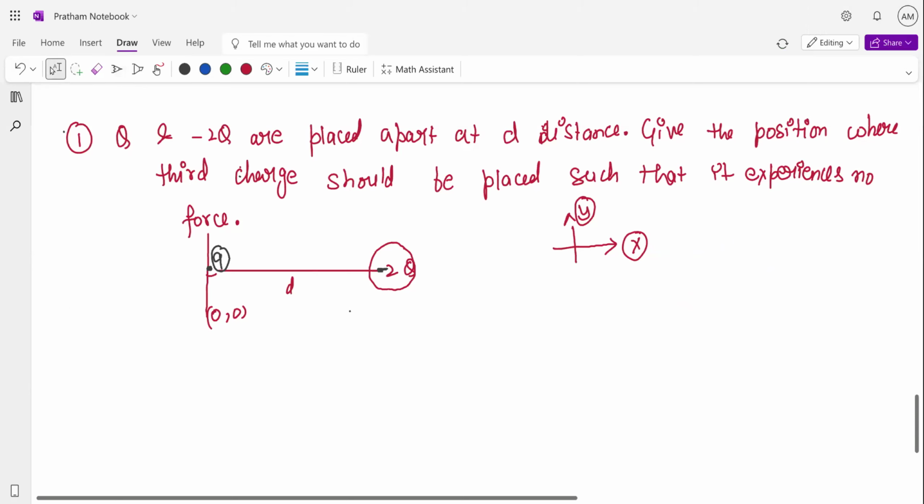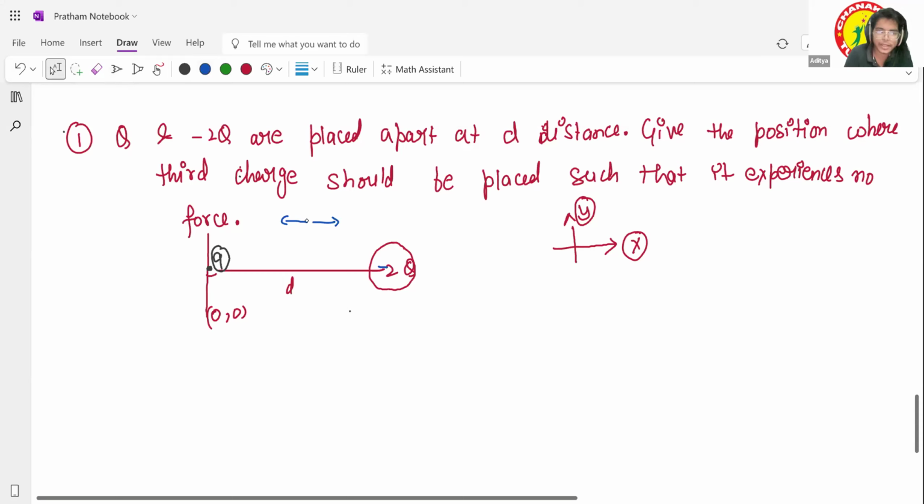So if you put it in the leftmost, then it will push the Q1 charge away. Yeah, exactly. So you have to put it in this part, right? The idea behind that is, for the third charge, the electric field should be zero due to the two charges. Due to one, it will be like this, due to the other, like so. I have to get the position where the electric fields due to both charges cancel.